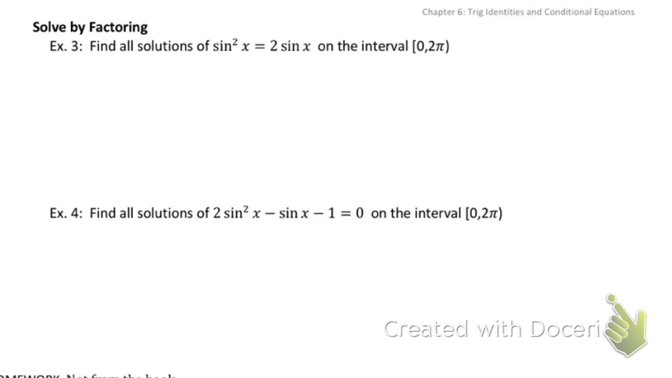All right, our next one is a factoring problem. So if I have sine squared x equals 2 sine x, we're going to move all our sines to one side. So that's going to give me sine squared x minus 2 sine x equals 0.